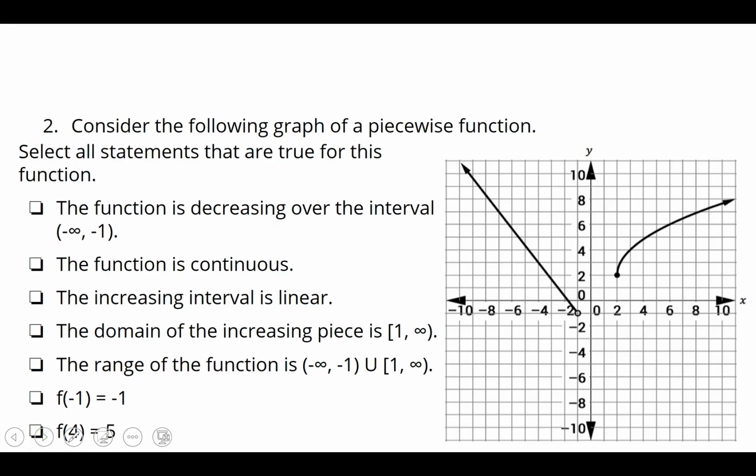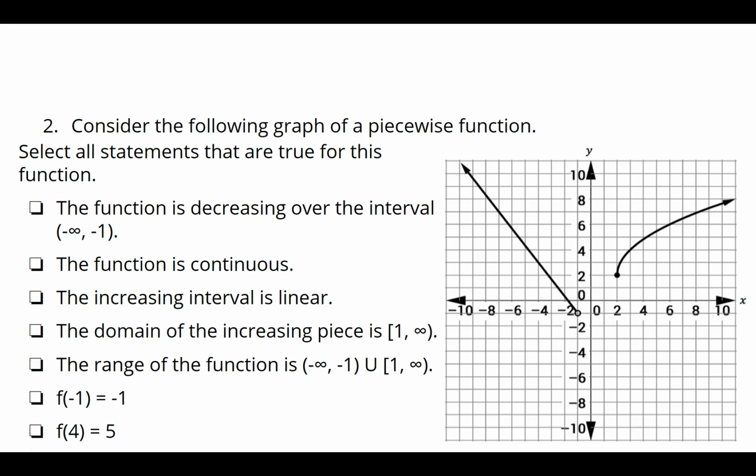Looking at this lovely piecewise graph. I like this piecewise graph because a lot of these have started and ended at the same x value. This one, my line, it stops at -1, and then there's a big old jump to 2 where my curve starts. So there might be a big gap in the middle. They don't have to start and stop at the same x value.